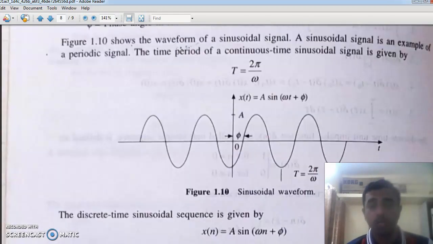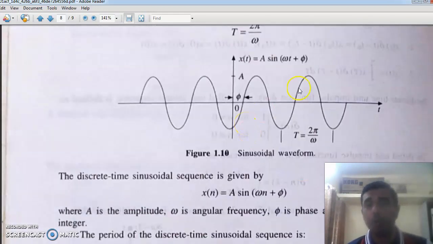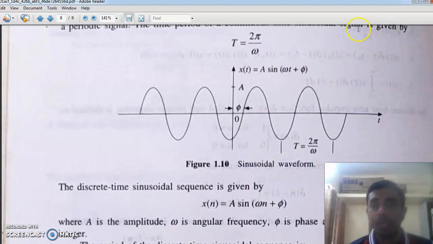Okay, so this is how it looks. One thing is very important: what is the time period? Time period is given by 2 pi by omega. What is time period? That is the time taken to complete one cycle.